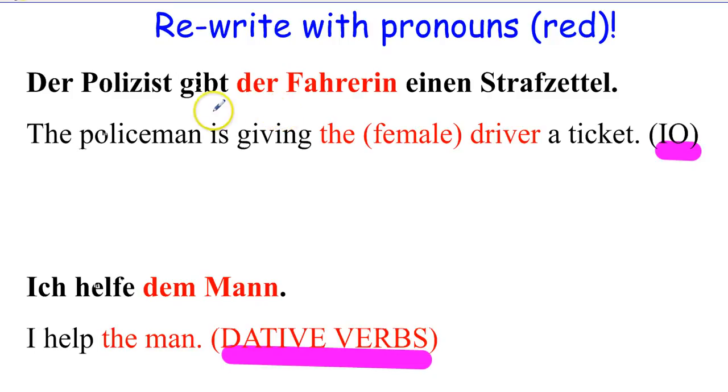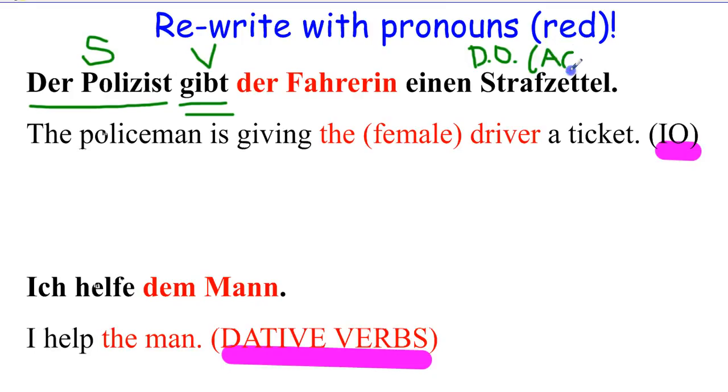What's the verb in the sentence? And do exactly what I do, underline. Verb. Who or what gives? The police officer. So now we have a subject and a verb. The police officer gives who or what? Well, the police officer doesn't give the driver. You can't give a driver. The police officer gives a ticket. So this is the direct object, accusative.